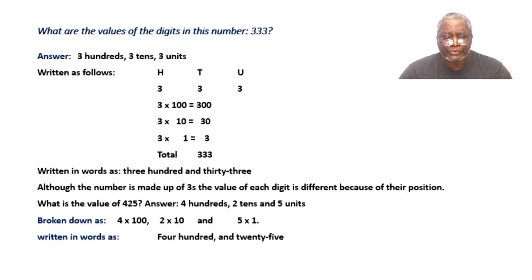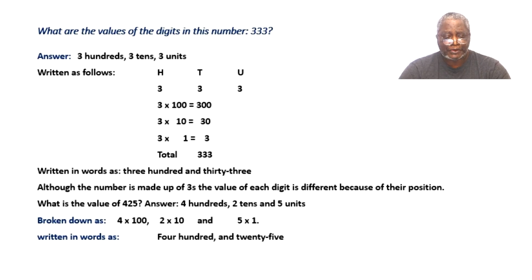But what are their values? Let's look at the next line. 3 times 100 is equal to 300, that is under the H. 3 times 10 is equal to 30, that is under the T. 3 times 1 is equal to 3, that is the 3 under the unit, under the U. The total, you add them together, you have 333. Written in words, they are 333. Although the number is made up of 3s, the value of each digit is different because of their position.